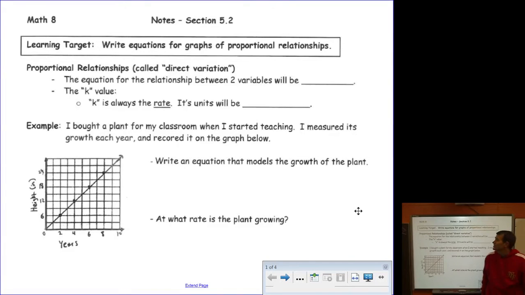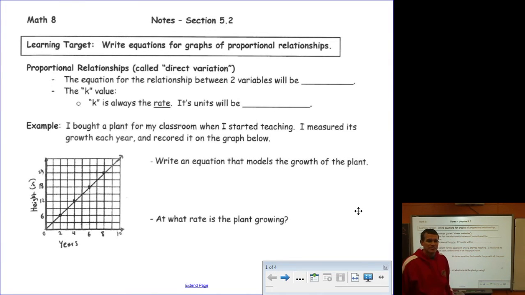All right, guys, these are notes for section 5.2. In section 5.2, we're going to continue writing equations for proportional relationships. The learning target is we are going to write equations for graphs.